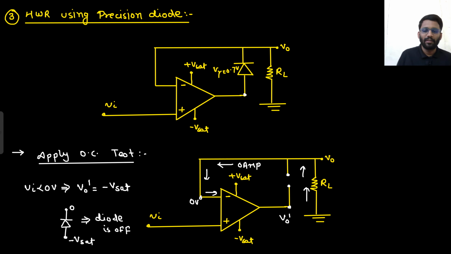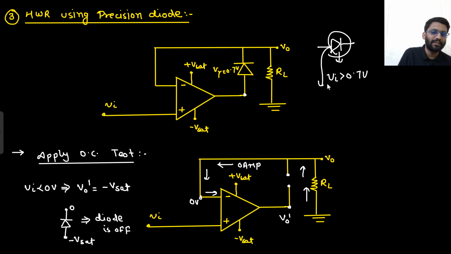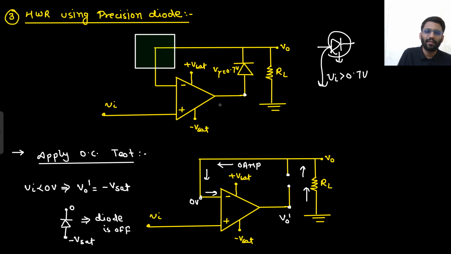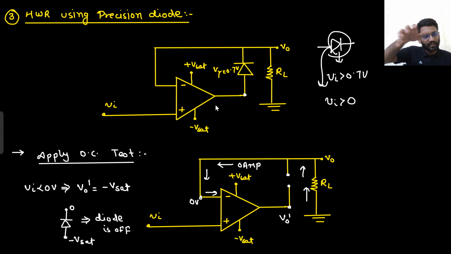Are you getting this point? What I mean to say is that if you are using only this diode, then to turn on this diode you need Vin to be greater than 0.7 volt. But now, using this particular circuitry, if your Vin is just greater than 0, then this circuitry would act as a short circuit, because if Vin is greater than 0, your output is becoming equal to Vin only.